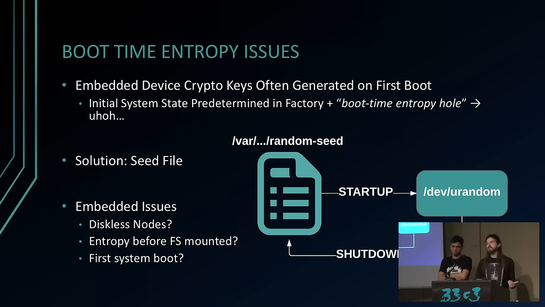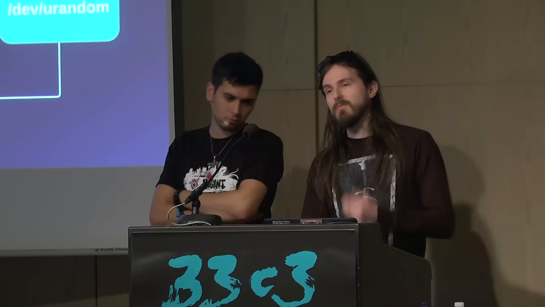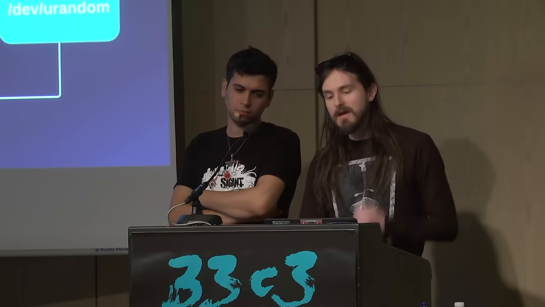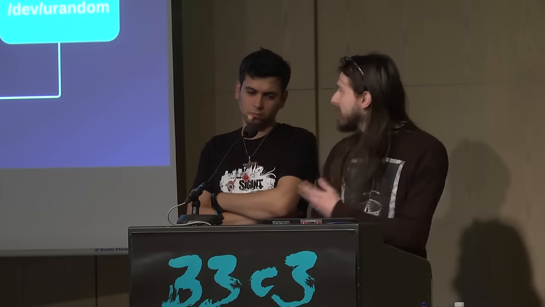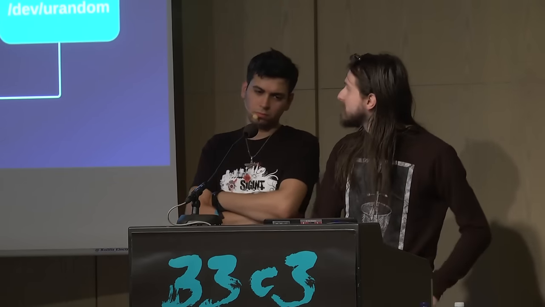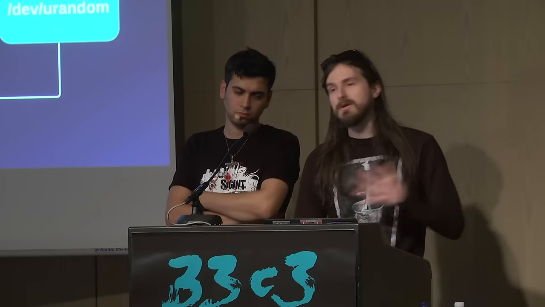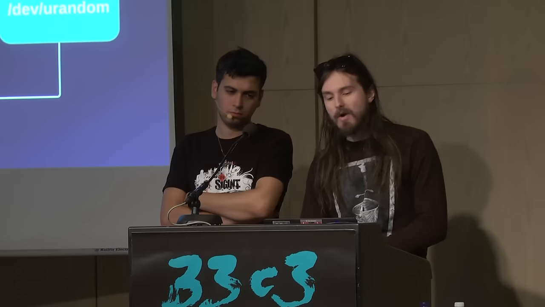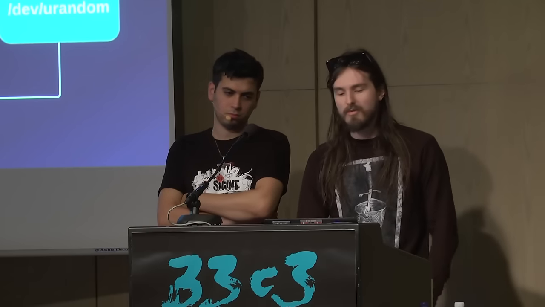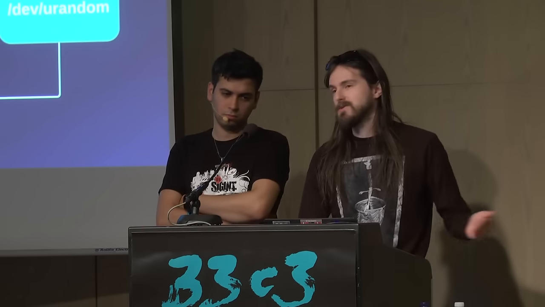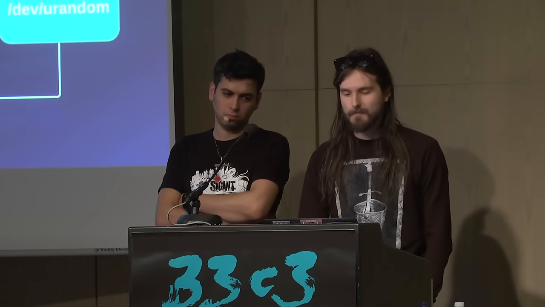A common solution you encounter to deal with boot time entropy in the general purpose world is using so-called seed files, which is basically a file with collected randomness, which is drawn from by the random number generator, put into the system, and when the system shuts down, it writes to the file again. But in the embedded world, it's kind of hard to generally deploy this solution, because how are you going to deal with diskless nodes? How are you going to draw your entropy before a file system is mounted, which is often required? And still, this doesn't solve the first boot problem.